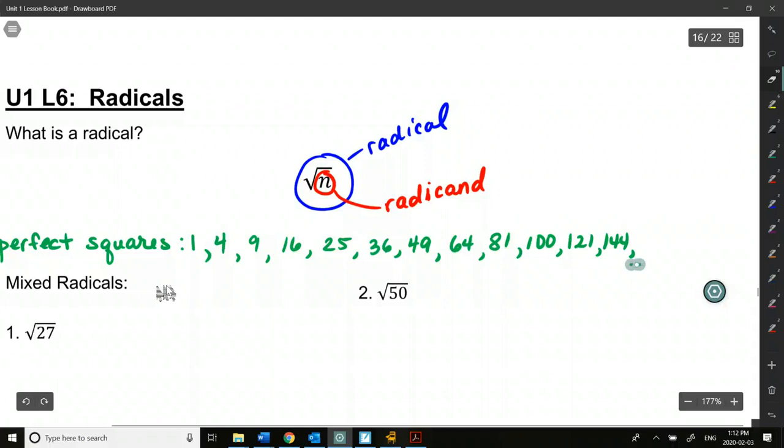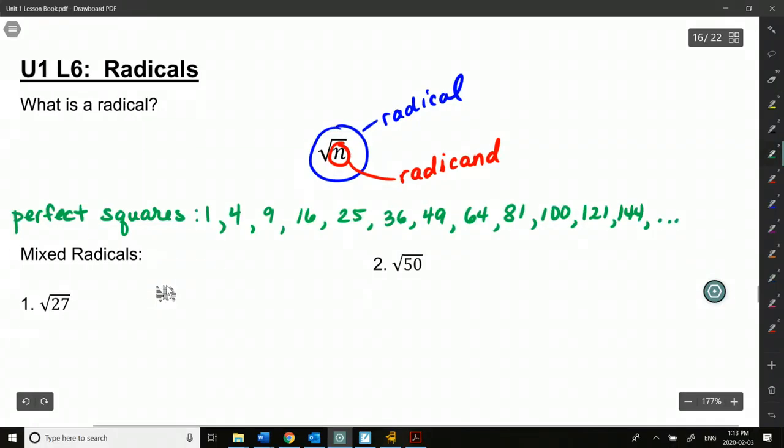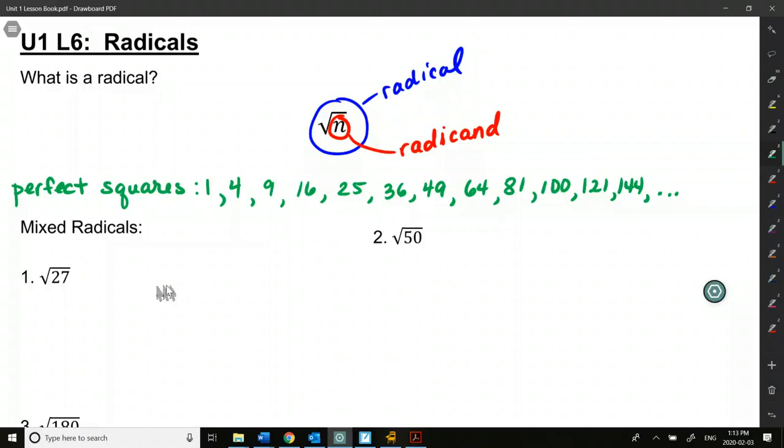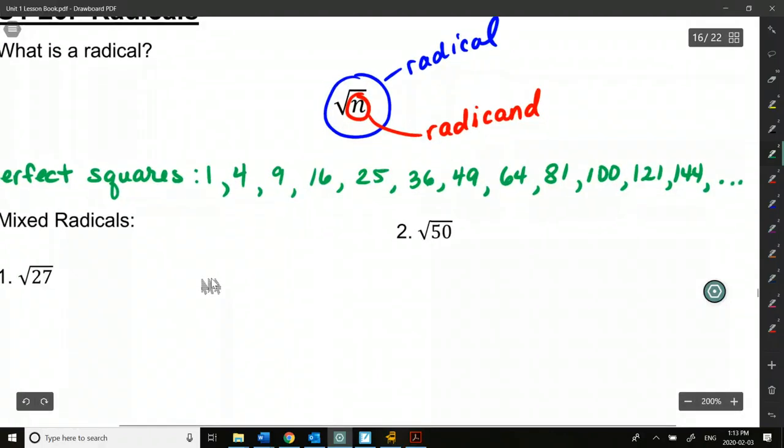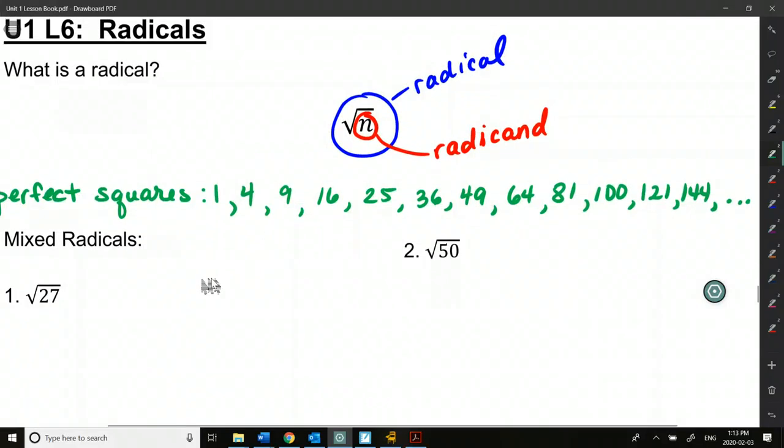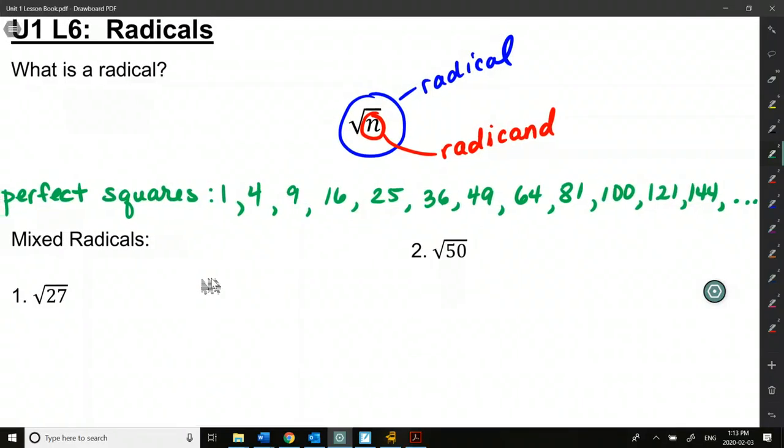So the list continues on forever. We could generate an infinite list of perfect squares. Okay, but for now I think that that's probably enough. So always good to write out this list of perfect squares while you're working with radicals.